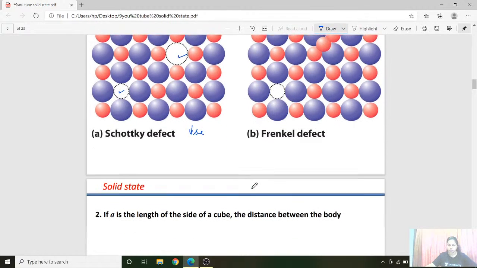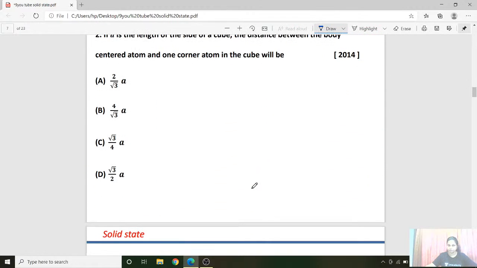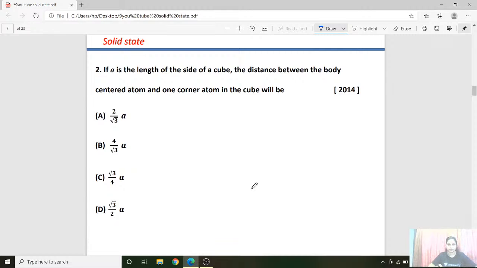Okay, so we'll go to the next question. Read the question, students. If a is the length of the side of a cube, the distance between the body-centered atom and one corner atom of the cube is... So the edge length of a cube is given as a. And the question is, you have to find out the distance between the body-centered atom and the corner atom. There are 4 options which are given. Students, in case you have an answer, you can write it in the comment box. What is the right answer, students?